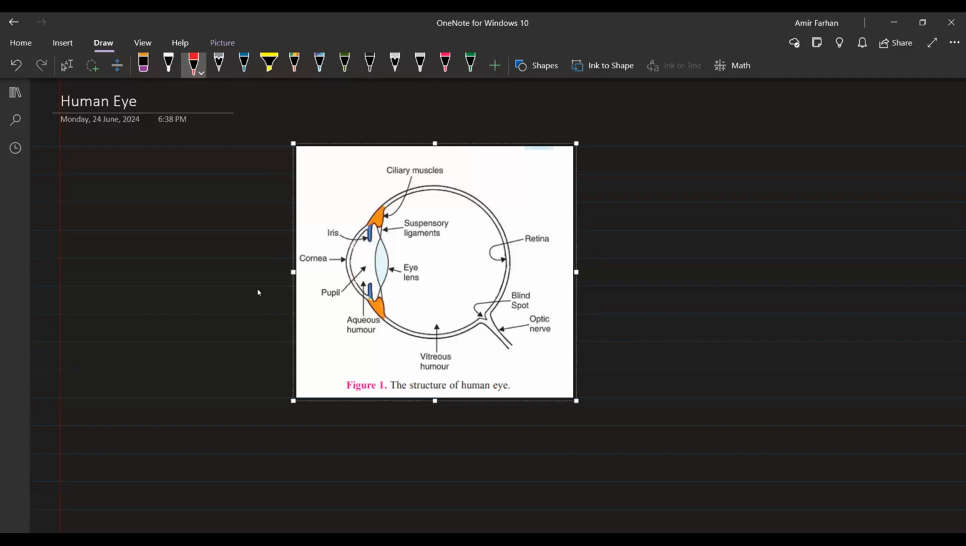So you have to draw the diagram. Along with that, you have to at least give 2 or 3 functions of the different components, like what is the function of ciliary muscles, what is the function of iris, what is the function of cornea, pupil, aqueous humor, vitreous humor, lens, retina, optic nerve. Okay, so if this is a 5 marker, you should draw the diagram along with 5 components of the eye, right?